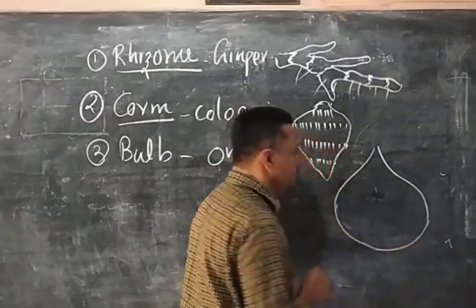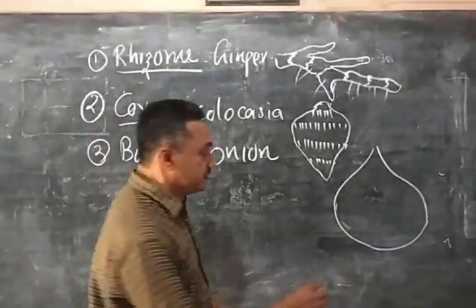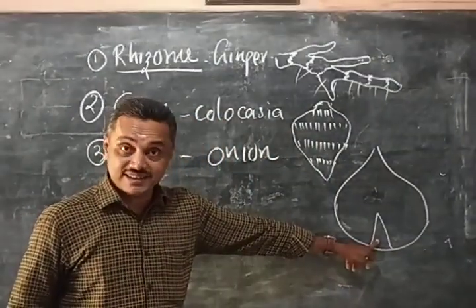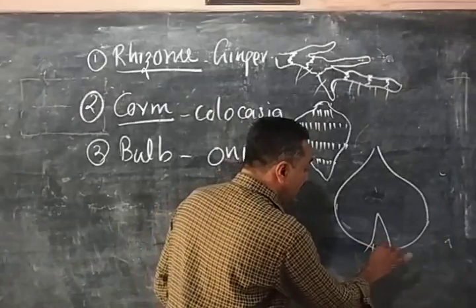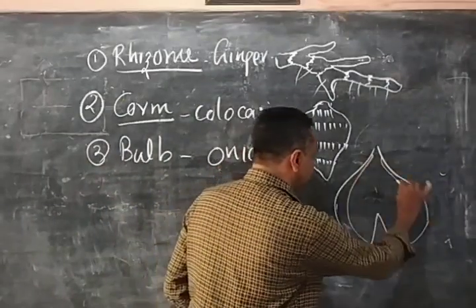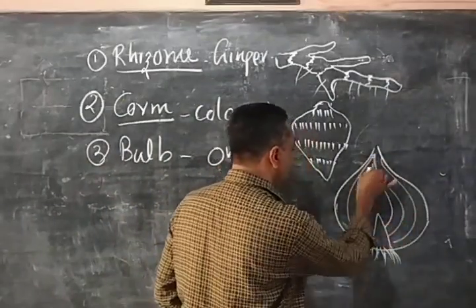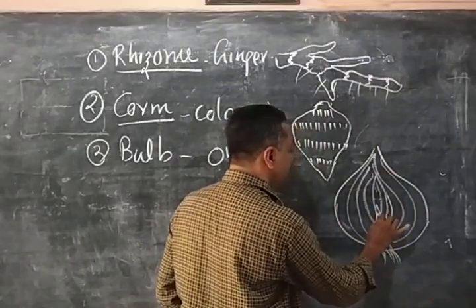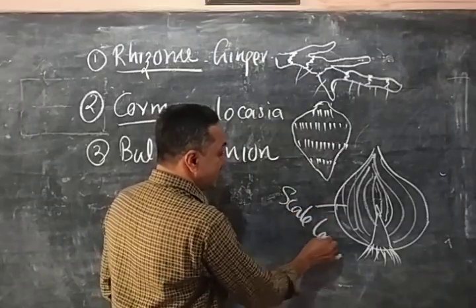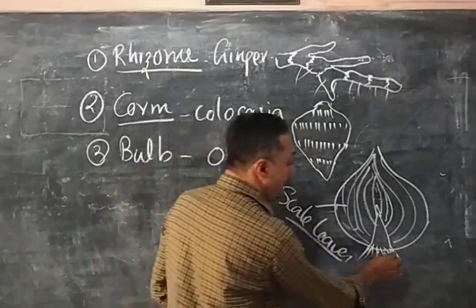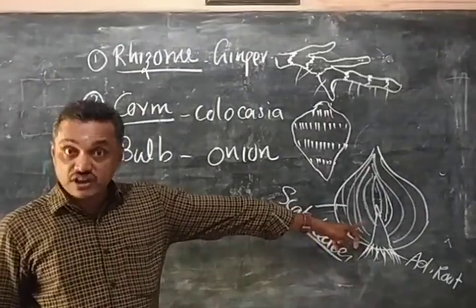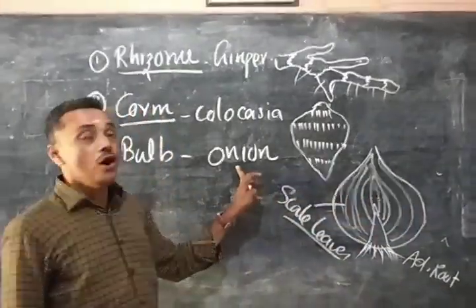In the onion plant, this is the stem. A white structure is there called the stem. From that, adventitious roots are produced. And you can see scale leaves like that, with an apical bud. These are called scale leaves, S-C-A-L-E. Scale leaves are present, and adventitious roots are present. And this structure is called a bulb in the plant called onion.